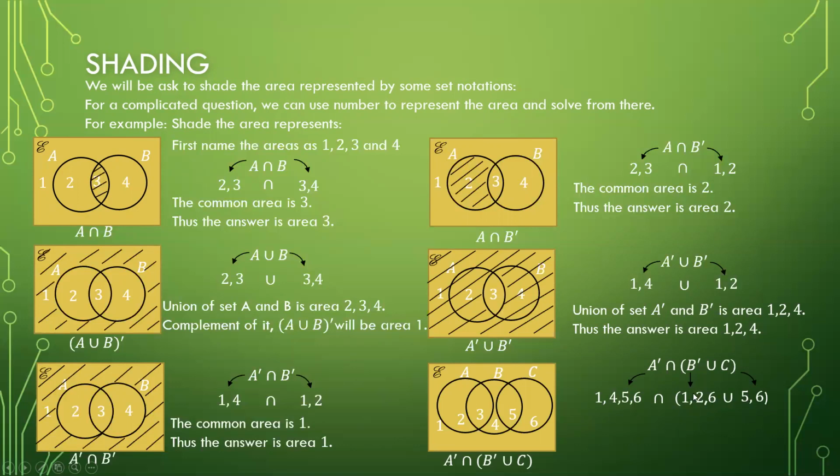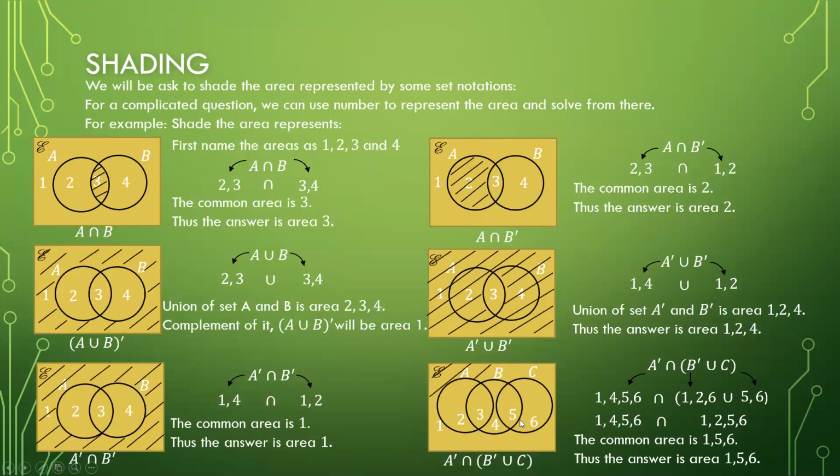So we can do the bracket first. Union means we are trying to combine them. So that's why we have 1, 2, 5, 6. And then this one we just copy it down. Then because of intersection, that means we are looking for the common value from these two. So the common ones are only 1, 5, 6. That's why our answer will be area 1, 5, 6.